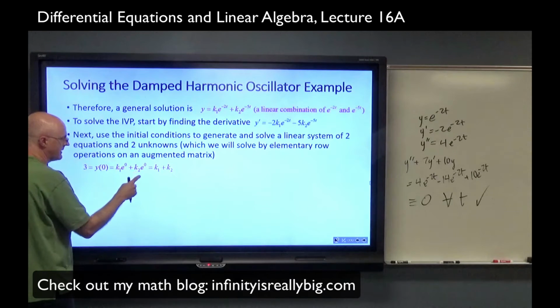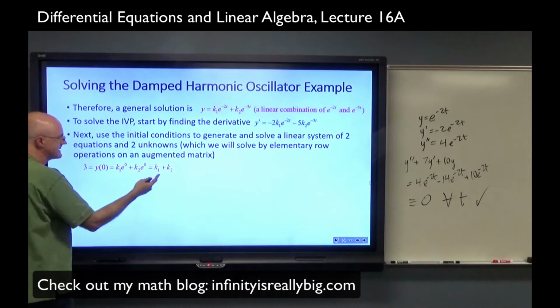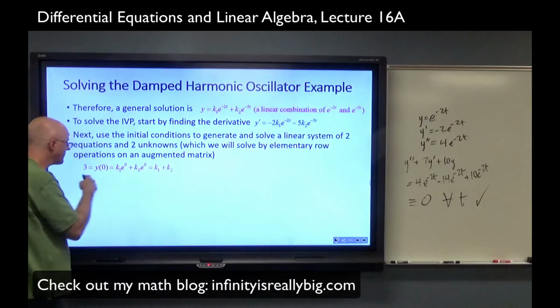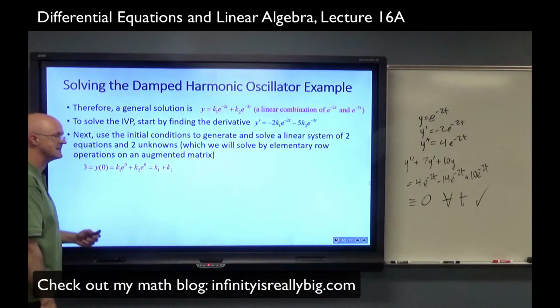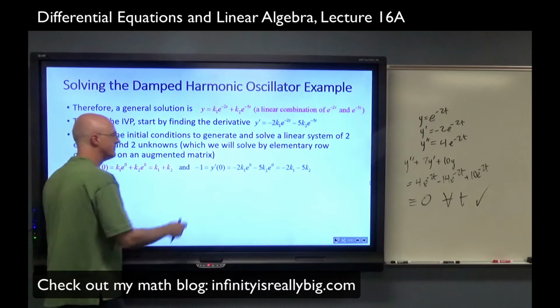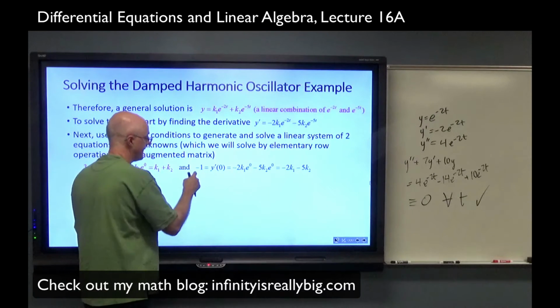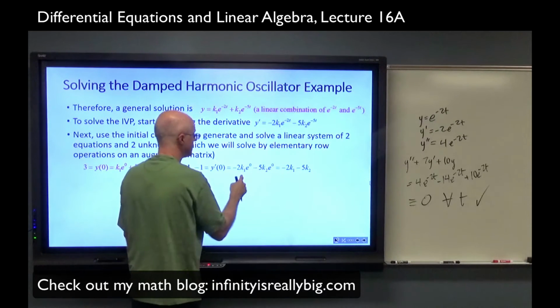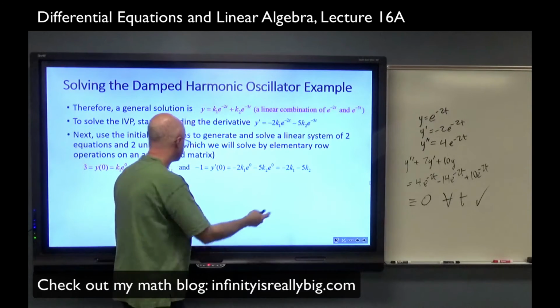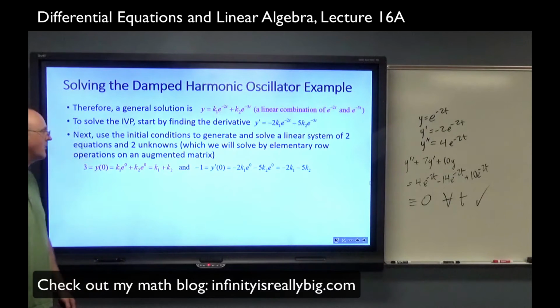Get e to the 0 here and here, so those are 1s. It simplifies to k1 plus k2. There's one linear equation in the two unknowns k1 and k2. For the second linear equation, use the initial value of the velocity. Negative 1 is y prime of 0. Plug in t equals 0 here and here, get negative 2k1 minus 5k2. There's a second linear equation in k1 and k2.